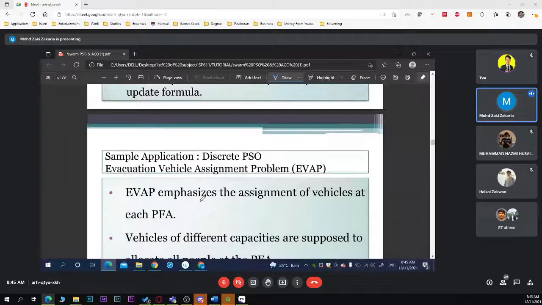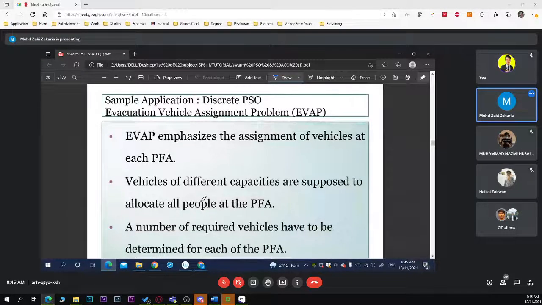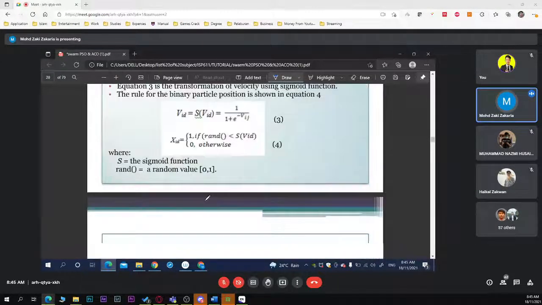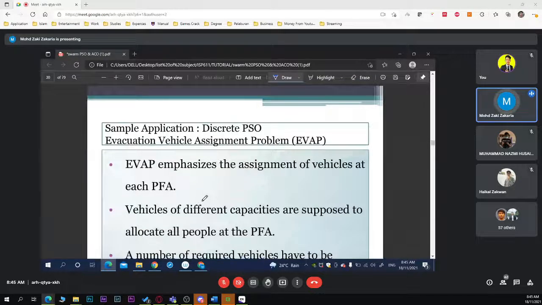Okay, this binary 1010. And then for discrete PSO, the application that we can use for discrete PSO is evacuation. Okay, evacuation vehicle assignment problem.